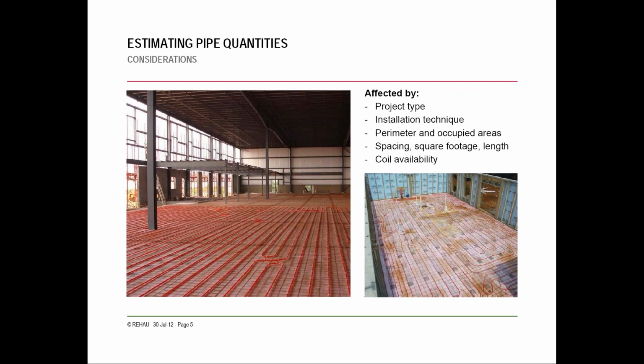So your layout type will be affected by the type of project and the load required, and the installation technique you've chosen to use, which is usually based out of necessity, on the type of project and what type of area you're dealing with. Perimeter versus occupied areas, and then the spacing and square footage and layout of the actual pipe will follow the dimensions of the building in most cases and apply backwards. And then coil availability: if you're doing something in a rush, you might have to select something based on what's available with your supplier.